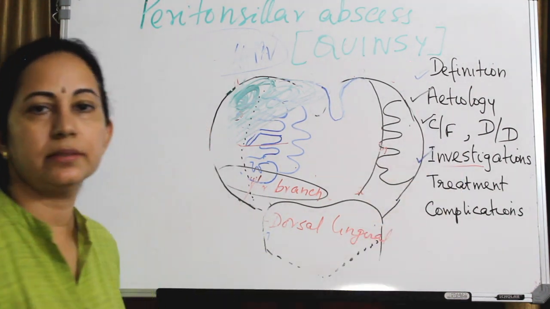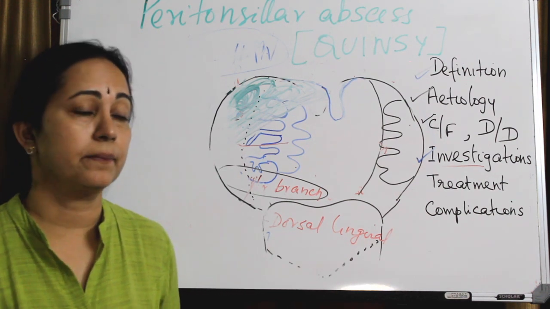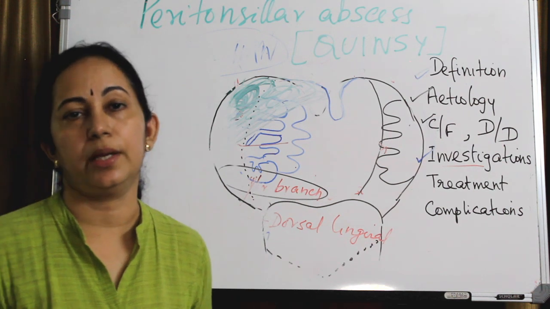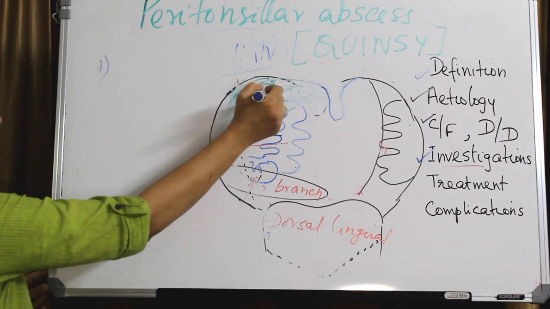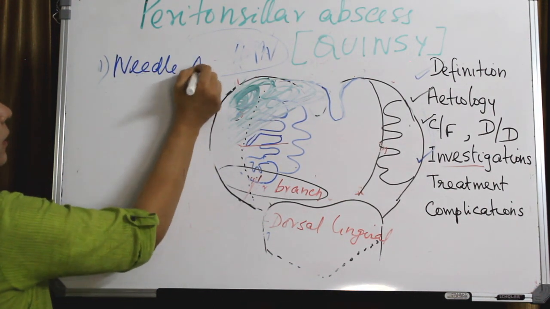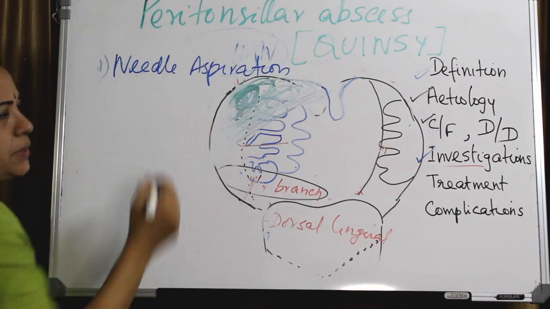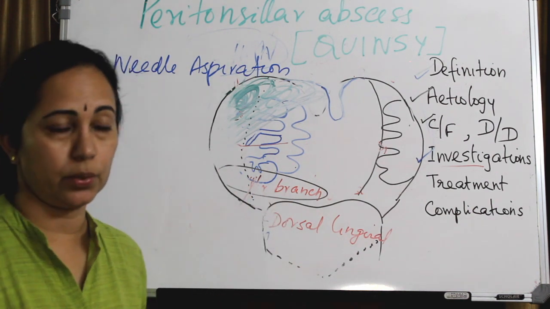In the investigation, usually these clinical findings and the typical history are confirmatory. But if there is any doubt in diagnosis, as I already told you, you can go for a needle aspiration. It is always better to do a needle aspiration before going for an incision and drainage. The reason I already told you.